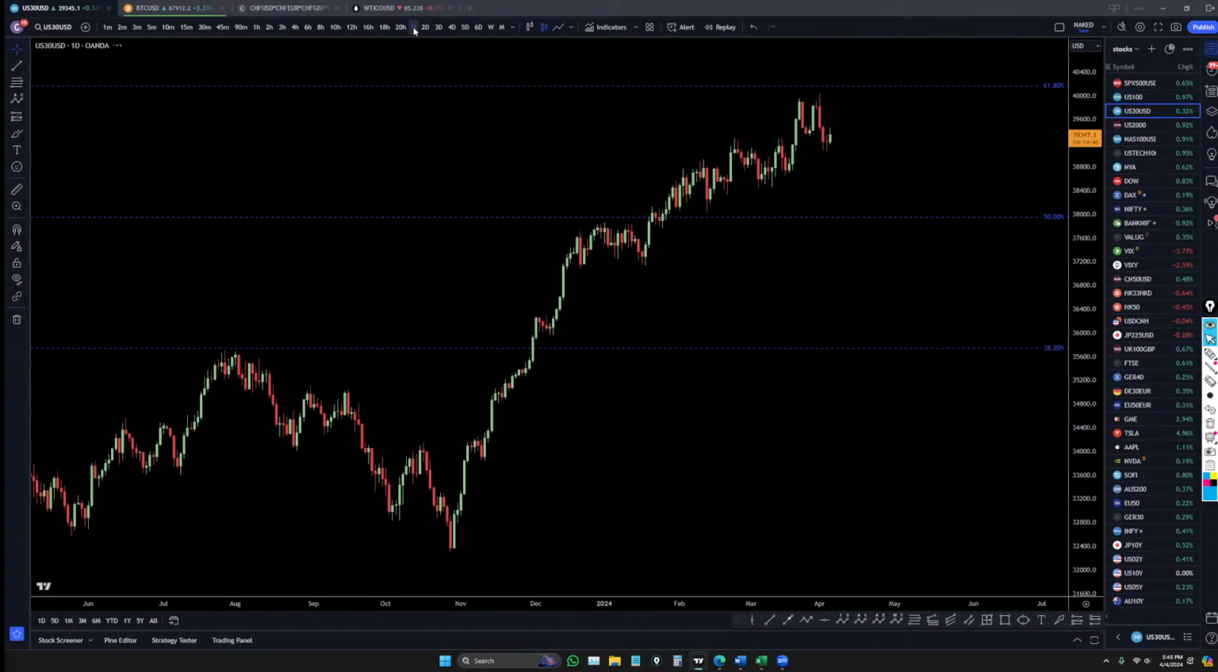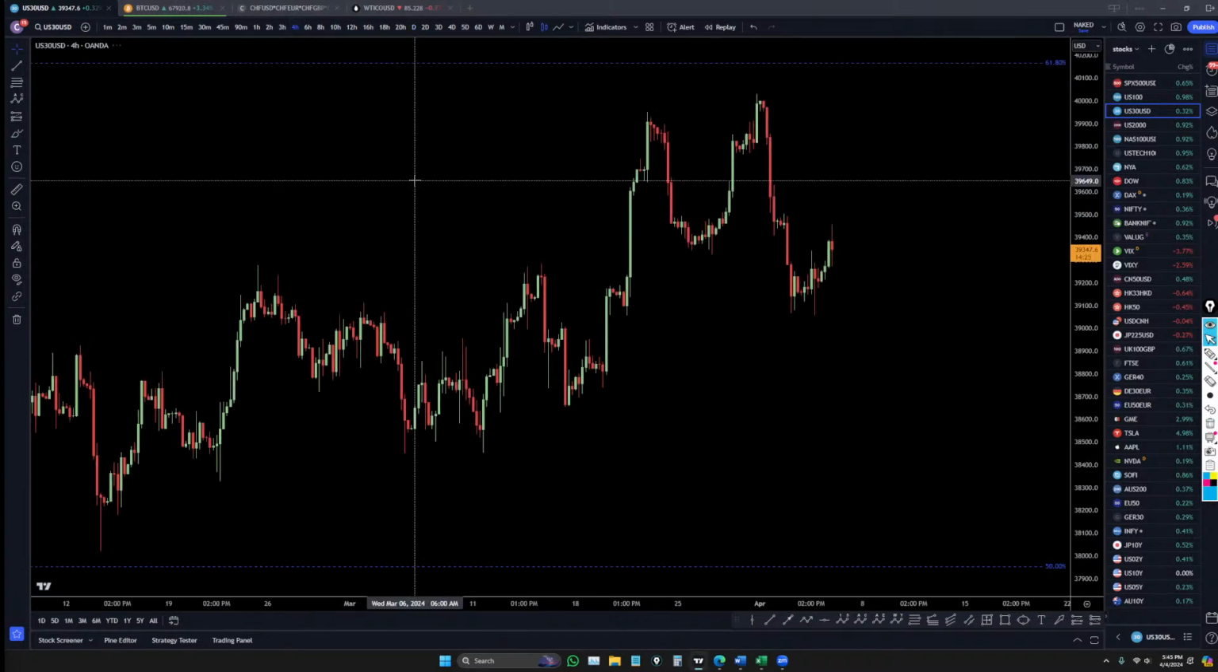The US 30 is actually quite a bit different than Nasdaq. The US 30 did break structure to the downside. I kind of feel like the US 30 might have ended a wave 3, and now we're probably in a wave 4, and then eventually it's going to go back up to this fib level for a wave 5. I think that's the most likely scenario on this one. So most likely we're in a wave 4 right now on the US 30.